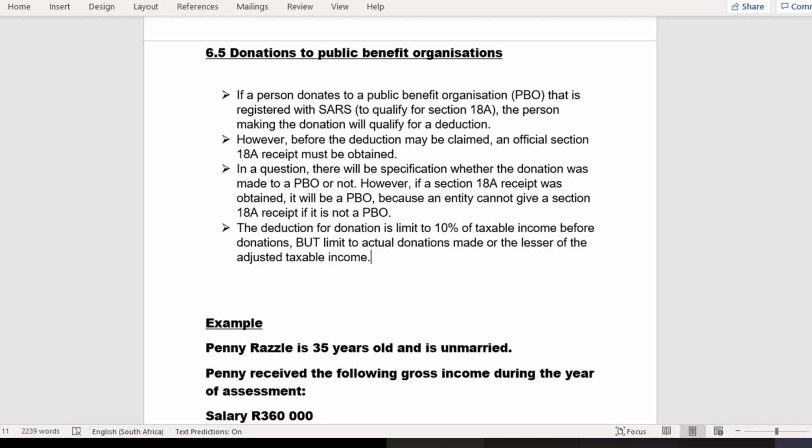Right, the deduction for the donation is limited to 10% of your taxable income. You must take the taxable income before the donations, multiply that by 10%, and the deduction is limited to the lesser of the actual donation made or the adjusted taxable income. All right, what they're saying here basically is that you need to show those calculations, unfortunately. You just need to take the taxable amount, multiply that by 10%, and then compare the two: the amount that has been donated and the amount calculated from the taxable income. And then you take the lesser to be disclosed.